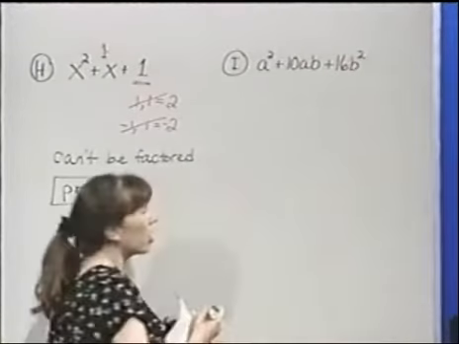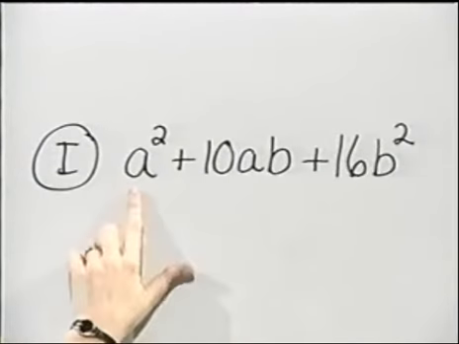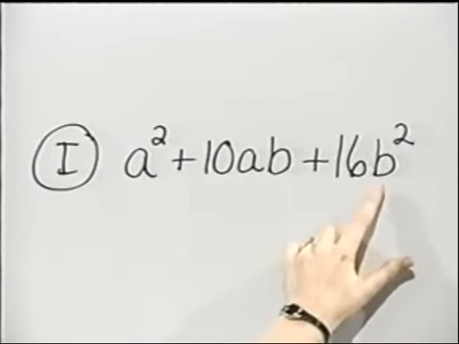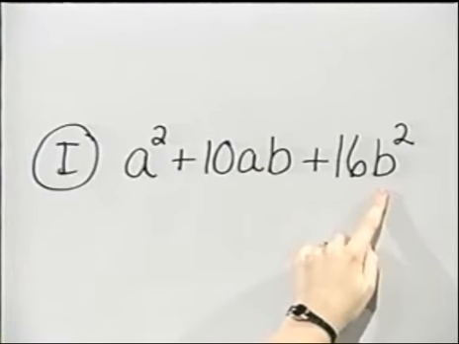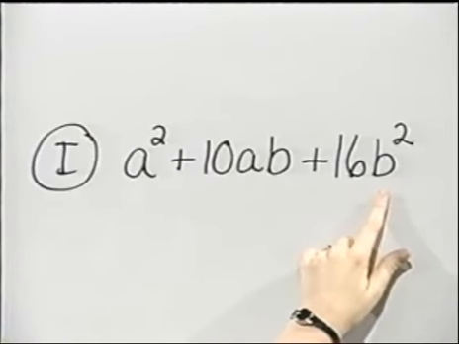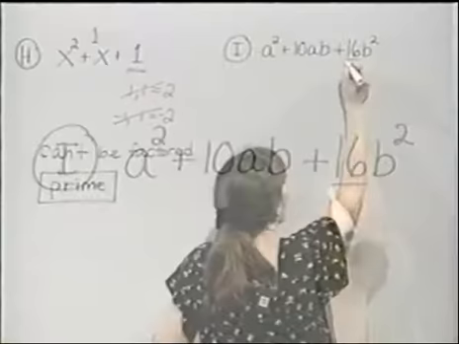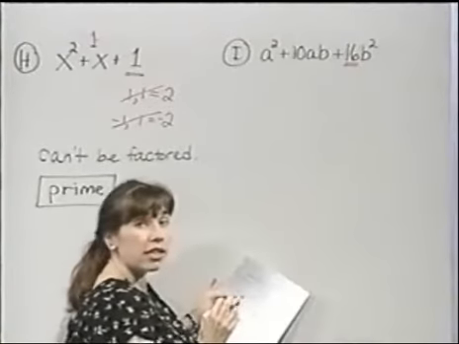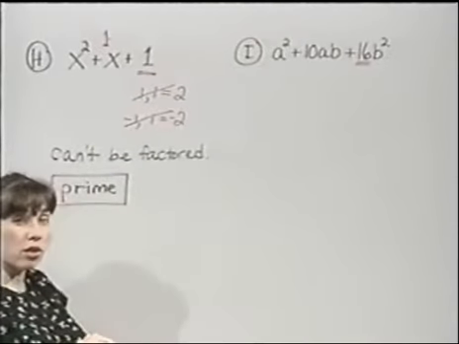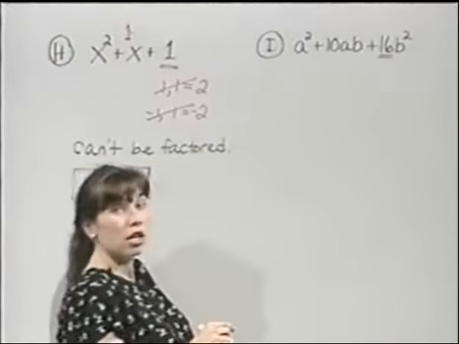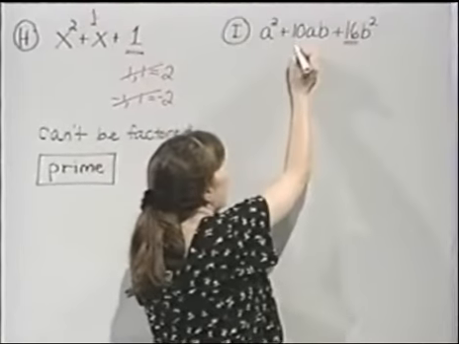Now, this one's a little trickier because you don't only have an a squared here, you have another variable involved, the b squared. But for right now, just ignore those two variables and simply focus on your coefficients, or your numbers. Look at the 16 and find two numbers that multiply to 16 but add to 10.